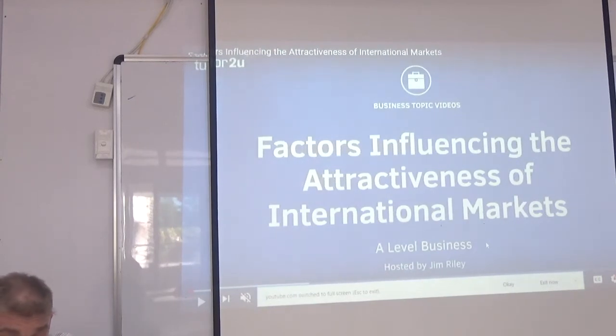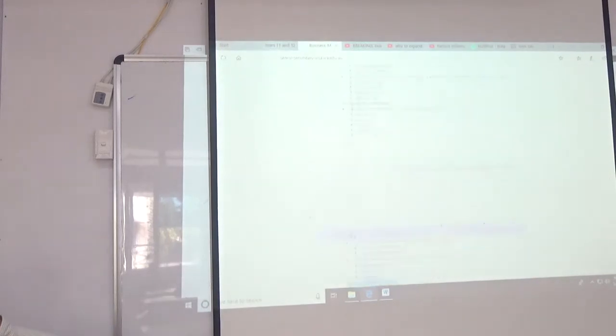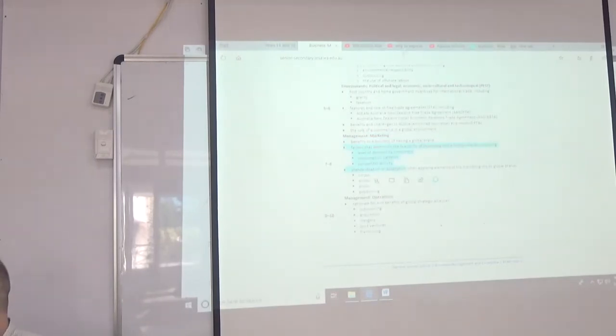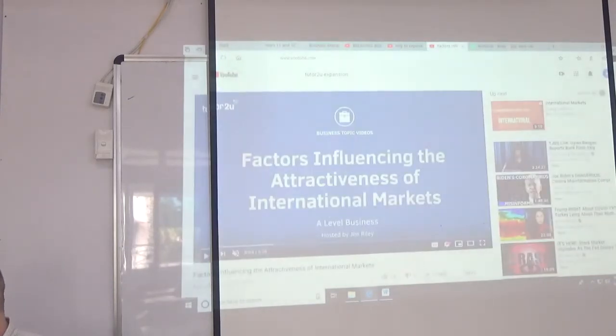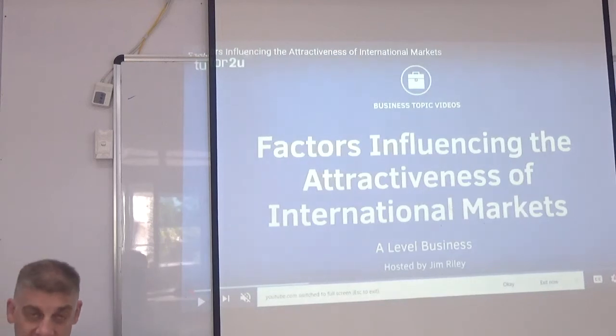So this is the section in our syllabus, actually bullet point, that says factors that determine the feasibility of entering or expanding into a foreign market. So that's what this is, factors influencing the attractiveness of the international markets. An important part of planning a business venture is to assess its feasibility. Feasibility means the chances of success, or just being able to do it.